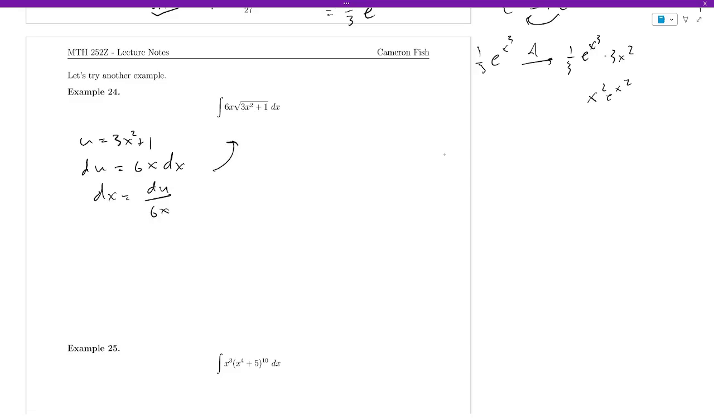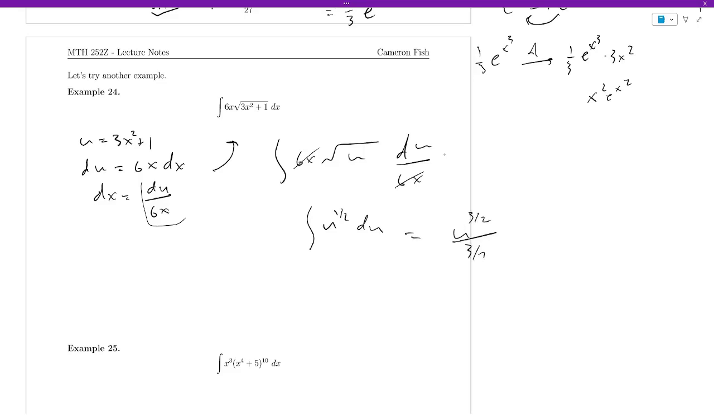And now I just plug all this into my integral. Just keep the 6x. This is u now, that's the point. I replace the dx with du over 6x. And now these are going to cancel perfectly. I'll have the integral of square root of u du. Remember, square root of u is the same as u to the 1/2. Now I can integrate this with power rule. Right? I just have to add 1. And then I have to divide by the new exponent.